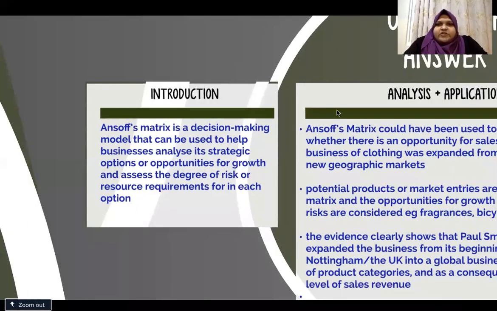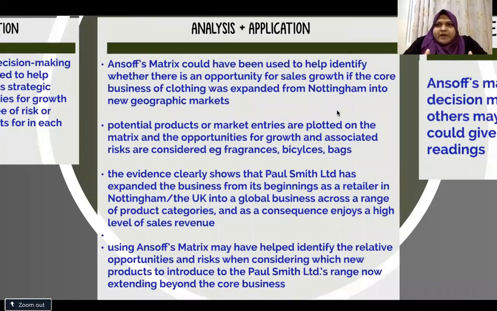Our next part is the analysis and the application. Keep in mind that application should be throughout the answer, not just in one part. All the points must be well explained in context. So from the case study, we can identify things like the Ansoff matrix could have been used by Paul to help identify whether there's an opportunity for sales growth. Like when he expanded from Nottingham into new geographical markets, he might have used the Ansoff matrix. Potential products or market entries are plotted on the matrix, and the opportunities for growth and associated risk are considered, like when he moved into new product lines.